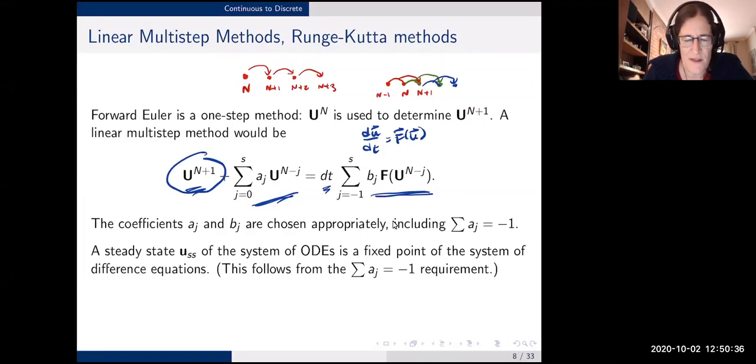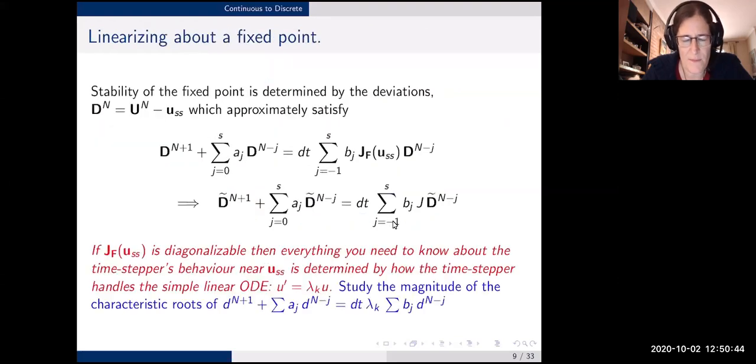A Runge-Kutta method is not hugely different in terms of what I'm about to say. So if you linearize about a fixed point, you look at the deviation of the nth iterate from the fixed point. And all of those vector fields become Jacobians. So before we had f, the vector field evaluated at some solution, that has gone to the Jacobian times the deviation.